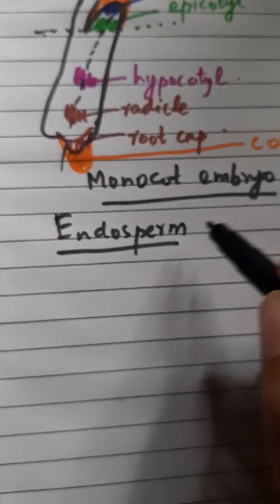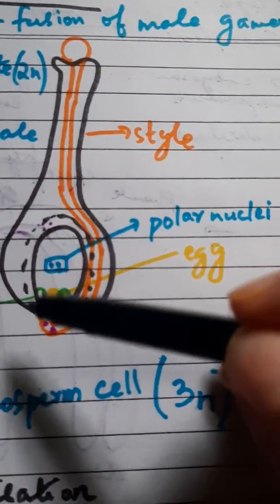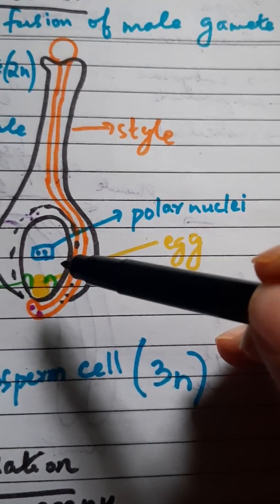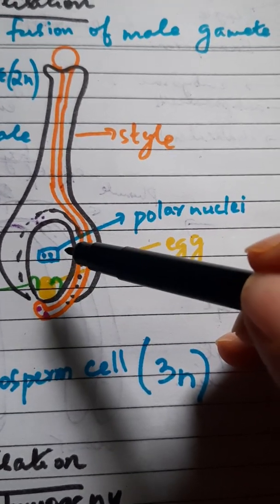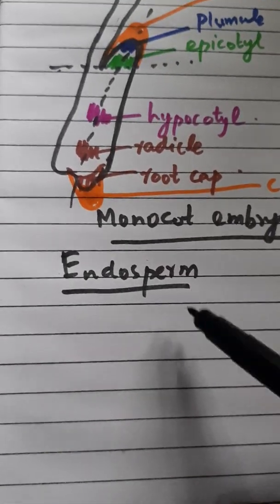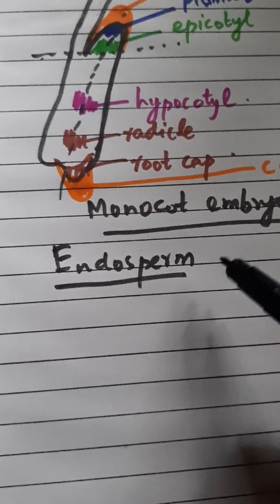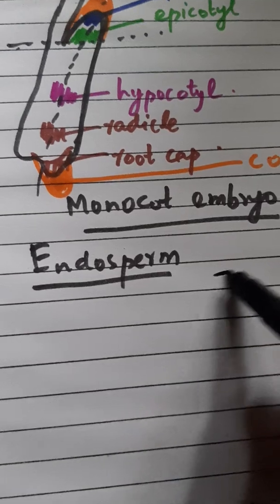Now a little bit about endosperm. Endosperm or primary endosperm cells are formed within the ovule, within the embryo sac, after the fusion of male gamete with the polar nuclei, resulting in a triploid endosperm tissue. What happens to this endosperm tissue? The endosperm which is formed will divide.